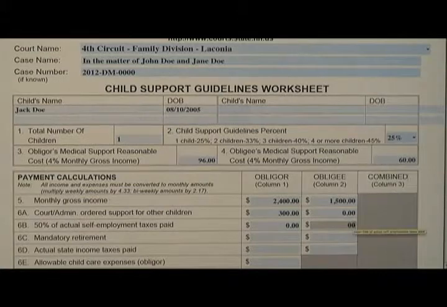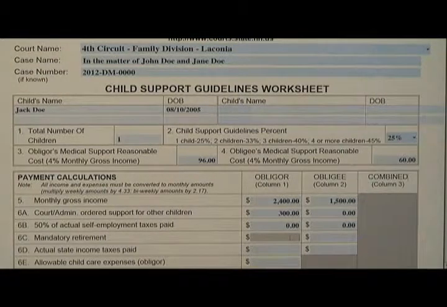Line 6B is self-employment taxes paid. If either John or Jane are self-employed, they would put in their boxes here 50% of the actual self-employment taxes that they paid. In our example, we will have no self-employment taxes, as we will consider John and Jane as both employed by a company and receiving a paycheck.